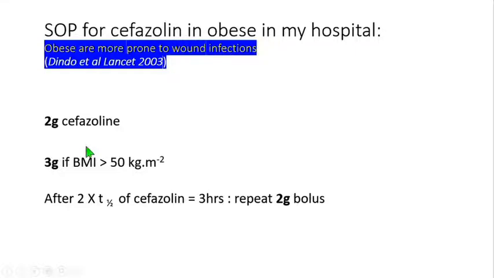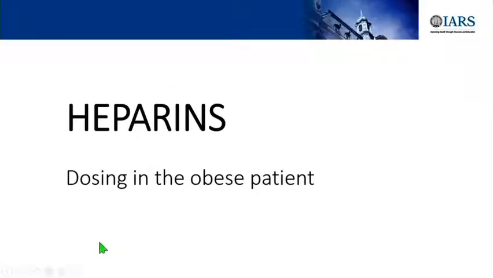This is an example of how we work in our hospital. We start with 2 grams of cefazolin. With a high BMI, we do give 3 grams, and we repeat the 2 gram dose after 2 times the half-life of cefazolin, meaning after 3 hours.